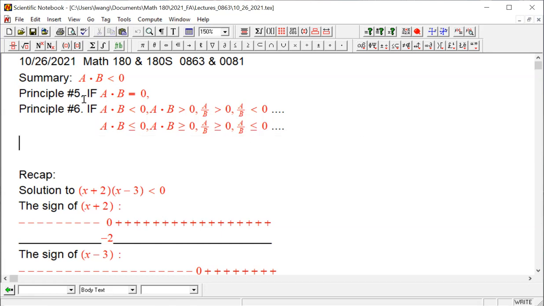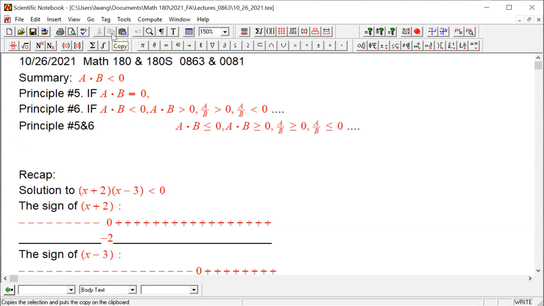Multiplication or division. So when we apply these principles, the example we did is A times B less than 0. And this same idea can be extended to quotient greater than 0, quotient less than 0, and so on and so forth. So principle 5 and 6 combined, and that will be this less than or equal to 0. You guys follow me?